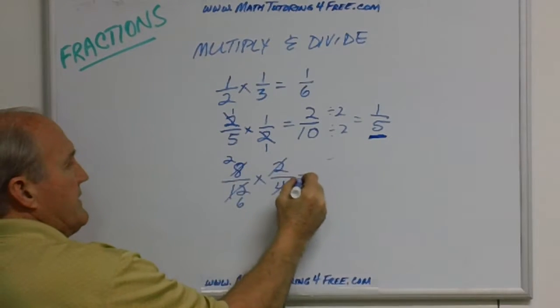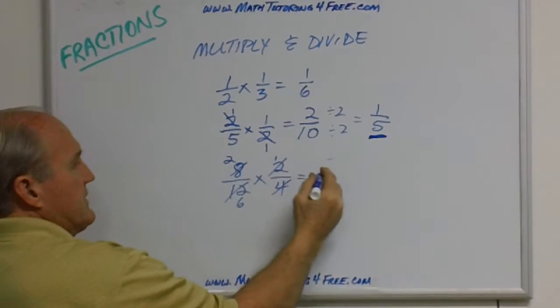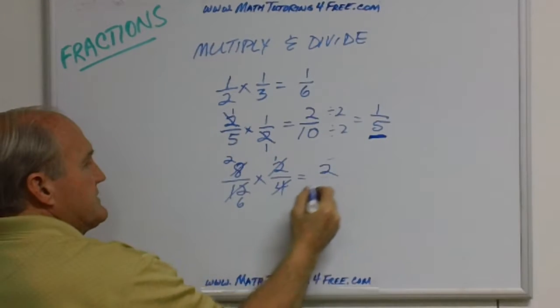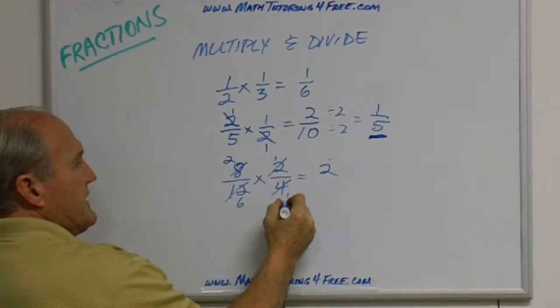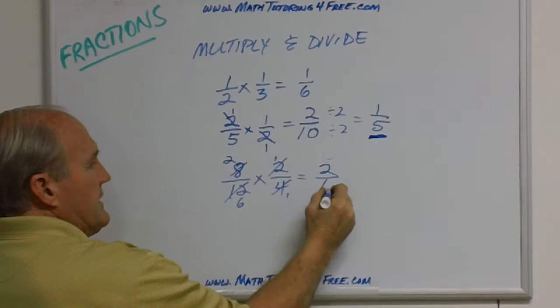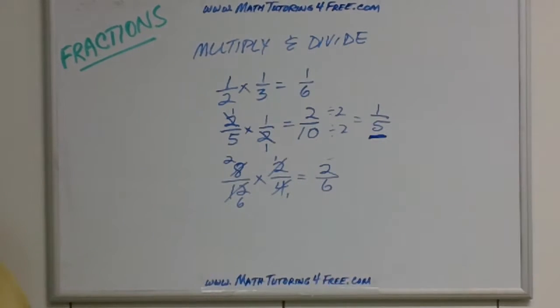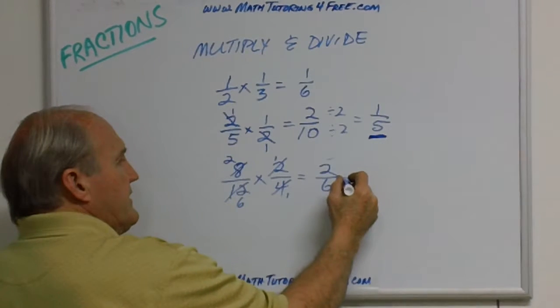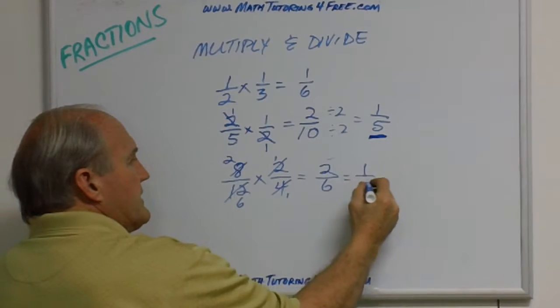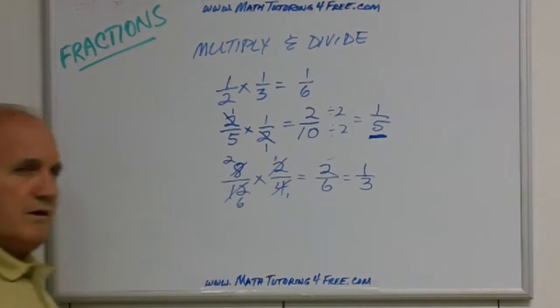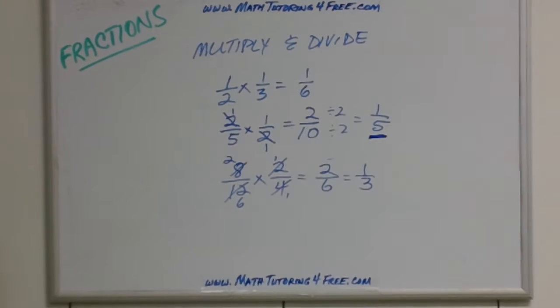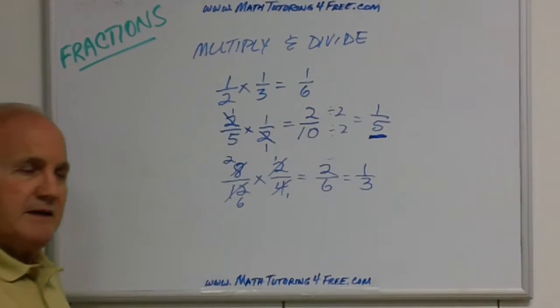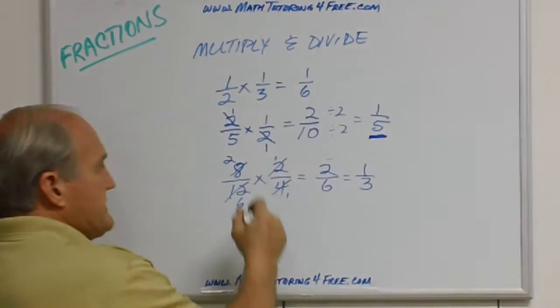Now we're at 2 times 1, when we multiply straight across, is 2/6. And we can actually reduce even further, can't we? We can divide both the numerator and denominator by 2, and we get the final answer of 1/3. Multiplication, pretty straightforward. Multiply straight across. Cancel if you can.